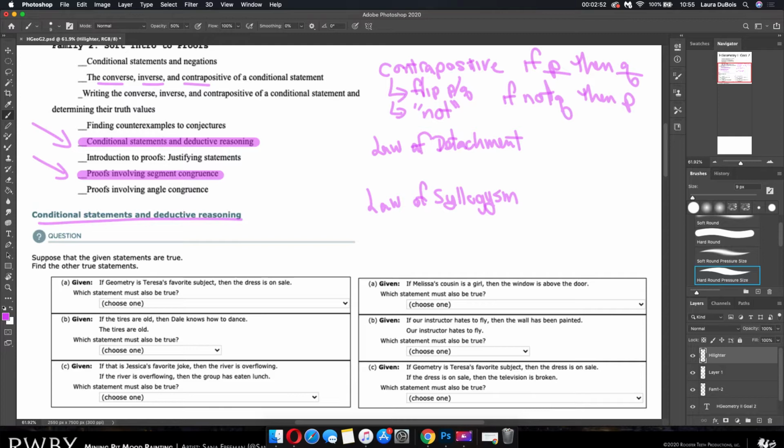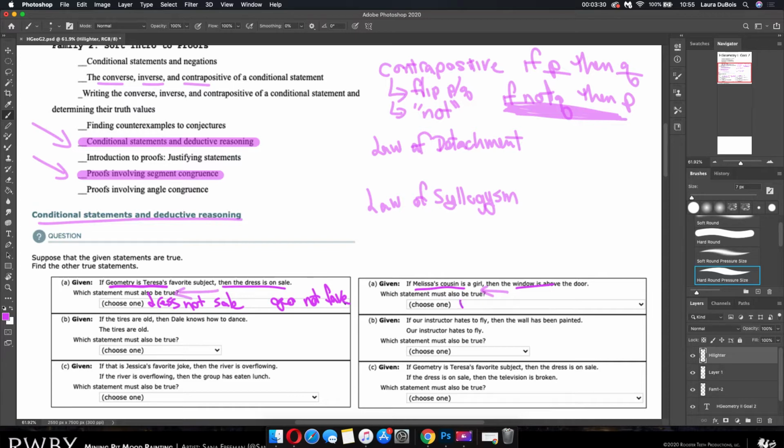So when you're looking at these 2 topics, you see what statement must also be true. This then is what you're doing: not Q, not P. In this particular case, geometry is the favorite, therefore the dress is on sale. If we're reversing that, you're going to say if the dress is not on sale, then geometry is not the favorite subject. That's the kind of work that you're doing for this. We're going to take these 2 statements, flip them, and then insert the word not.